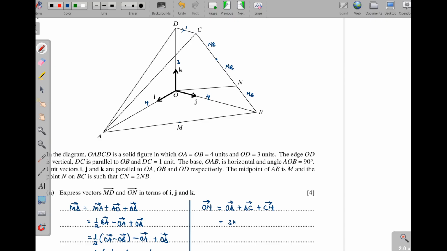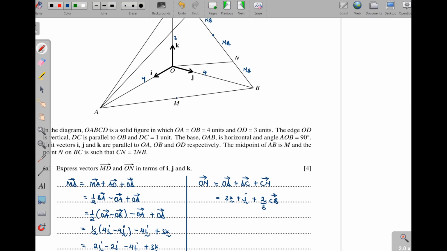So OD is 3k. Then DC, they say that it is parallel to this one here, and this is 1 unit here. So it is going to be j. Okay, so plus j, then plus CN is going to be, this is 1, 2, 3. So this one is going to be 2/3 of CB. Even this one still we have to move around. So 3k, then plus j, then plus 2 out of 3.